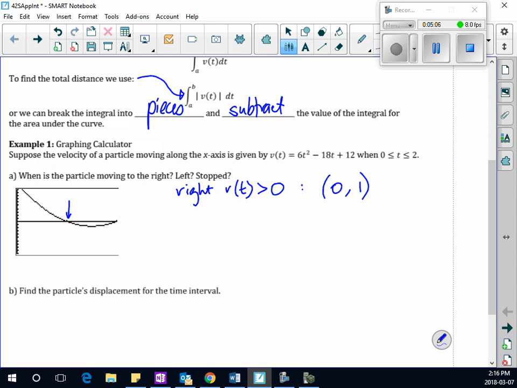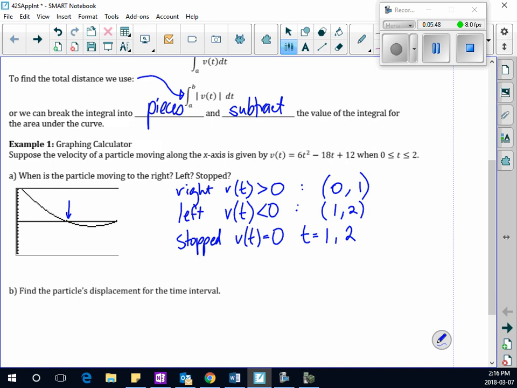And where would it be moving left? That's where v of t is less than 0, so that would be from 1 to 2. And where has it stopped? Where do I look? Yeah, v of t equals 0, and that would be at 1 and 2. You could check to make sure, but it is 1 and 2. I'll say t equals that.